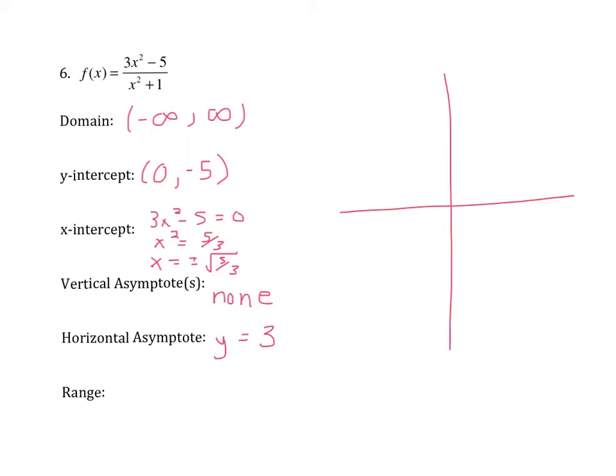So I'm going to put my y-intercept down at negative 5. And then I'm going to put my x-intercepts on those weird x-intercepts, plus or minus the square root of 5/3. So that should be a little bit more than 1. So we'll just kind of guesstimate where that is. And then I have my horizontal asymptote up at 3.